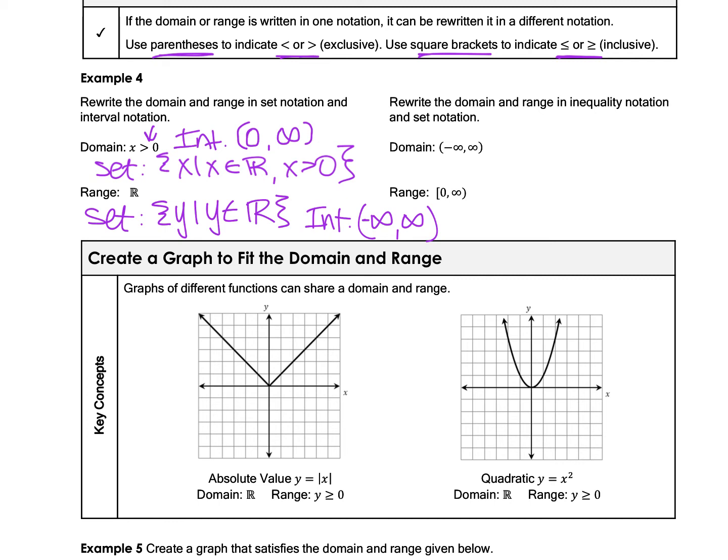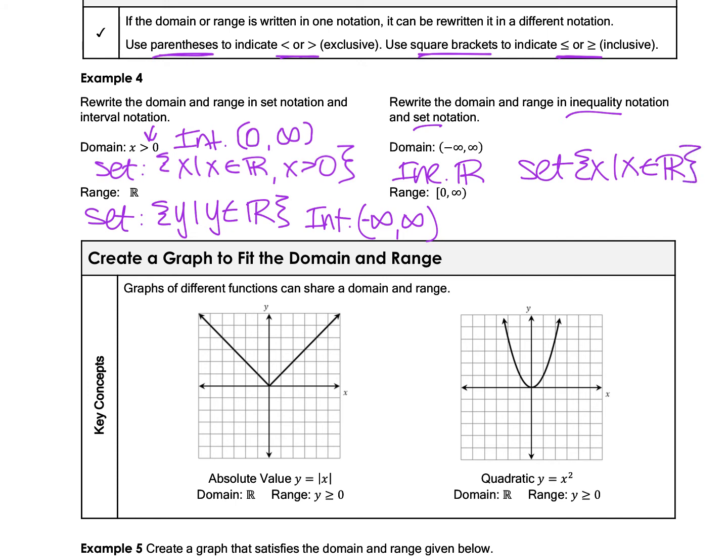So the domain, this one we're doing inequality and set. So the inequality is all real numbers. The set is curly bracket, x is a set and an element of all real numbers.